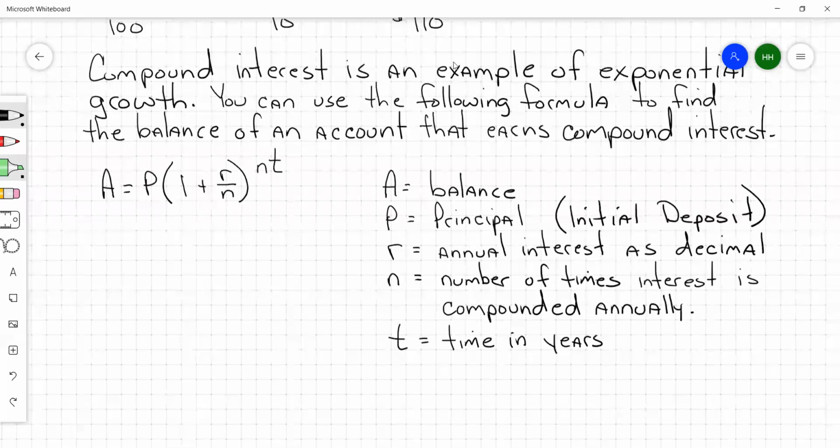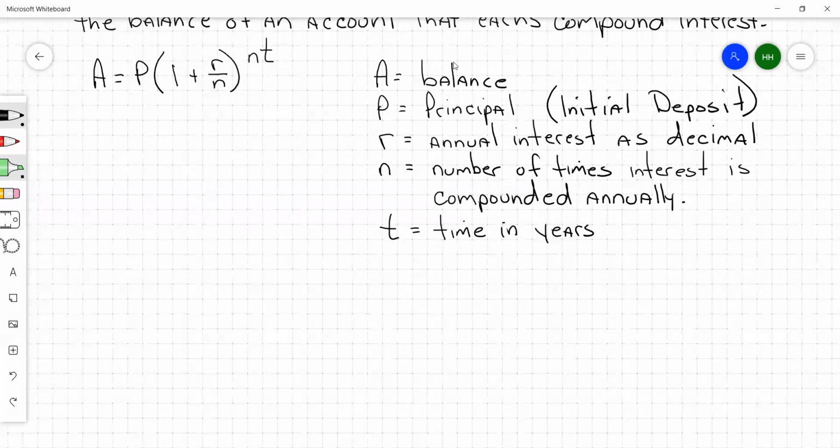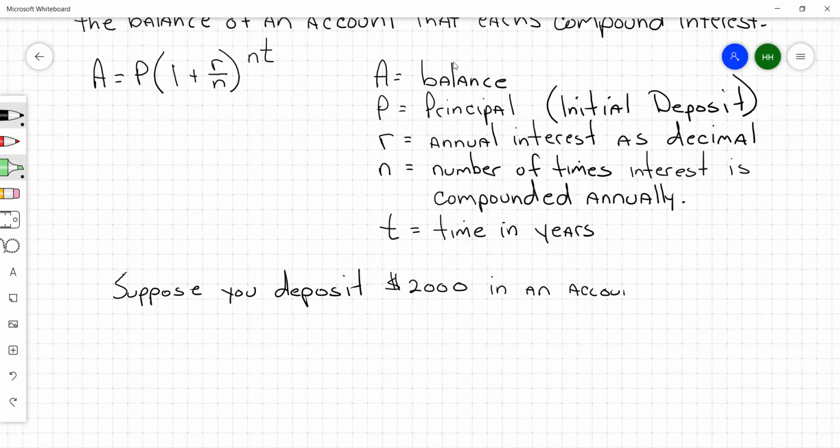All right, so here's what we got. Let's say, suppose you deposit $2,000 in an account paying 4.5%, compounded quarterly. What will the balance be after 18 years?